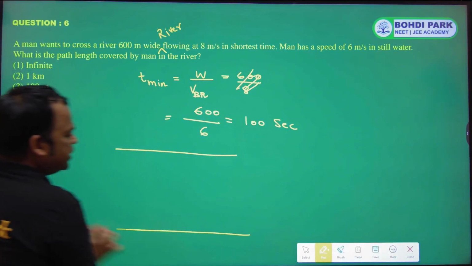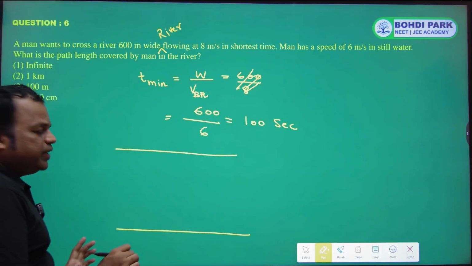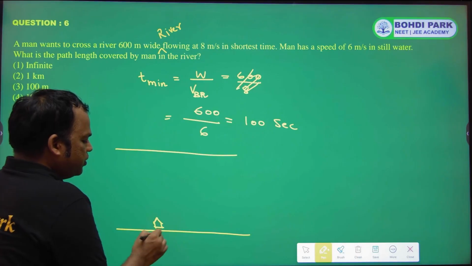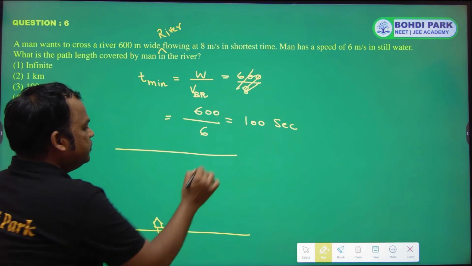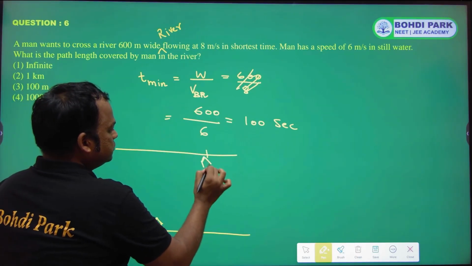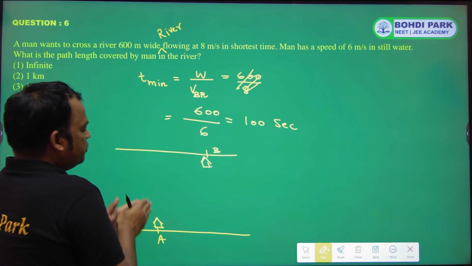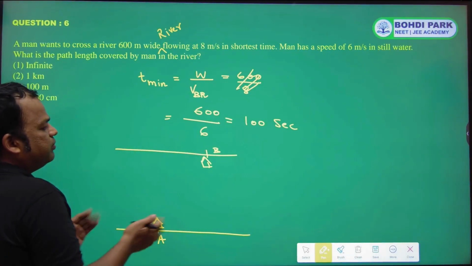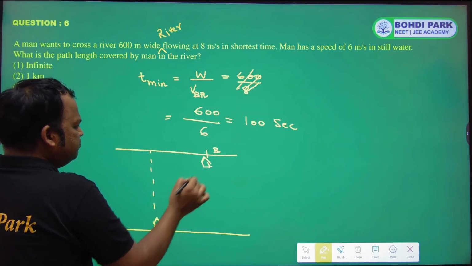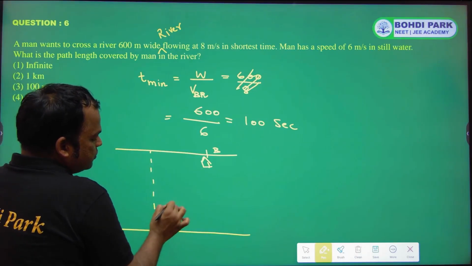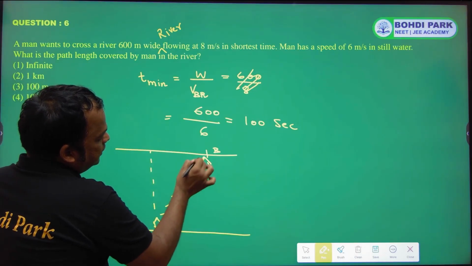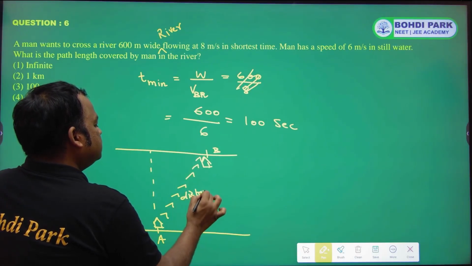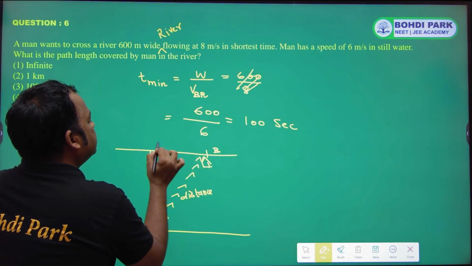What is the path length covered by man in the river? So the concept is, when the time is minimum, the person or the boat will go from point A to point B. It will not go perpendicular to river, it will go at angle. Okay, so minimum time. So actually this boat is going in this direction. Clear? So this is the distance covered, and this will be the drift.